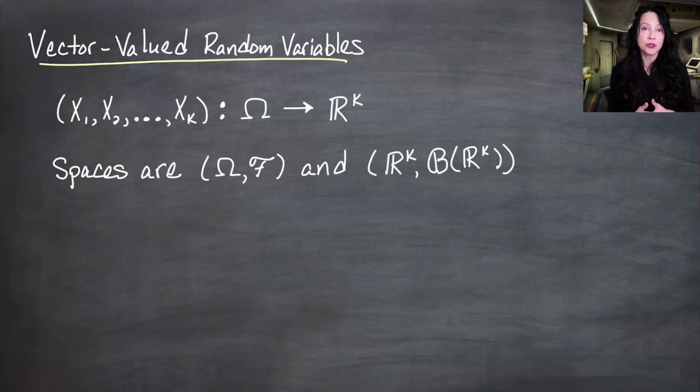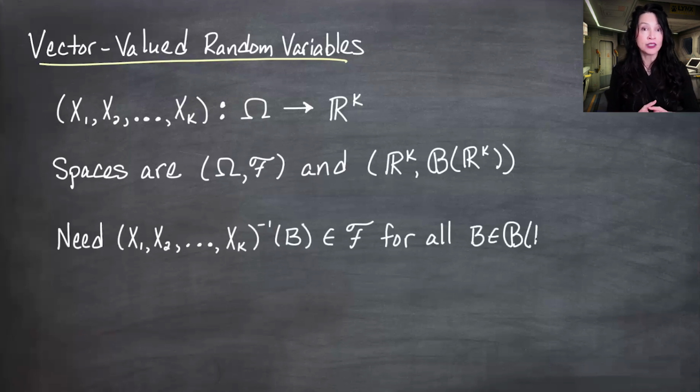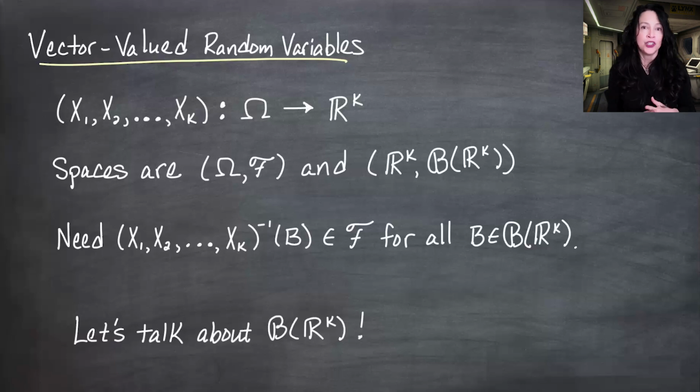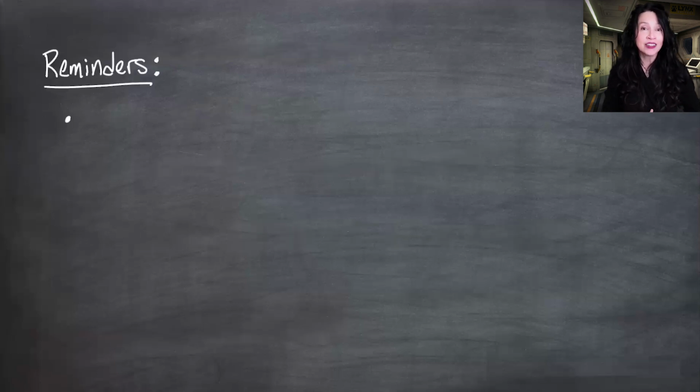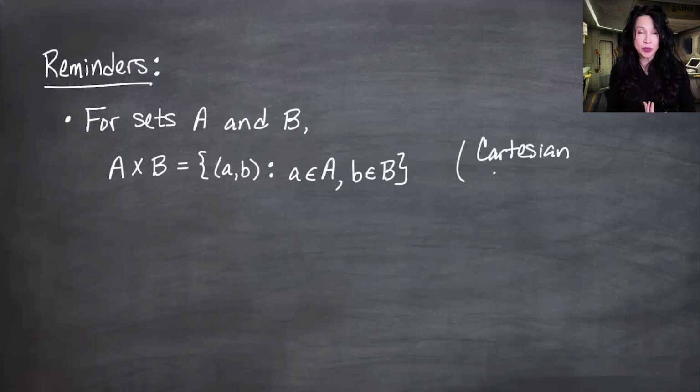In order for this vector to be a random vector or vector-valued random variable, we need inverse images of all Borel sets on Rk to pull back into the original sigma field on the initiating space, the omega and the curly F. So nothing's really new, but because of this, I think we need to talk about Borel sets in higher dimensions. Just a quick couple of reminders. The Cartesian product: if you have sets A and B, then A cross B consists of all ordered pairs, little a comma little b, where little a comes from A and little b comes from B. This is, again, a Cartesian product.